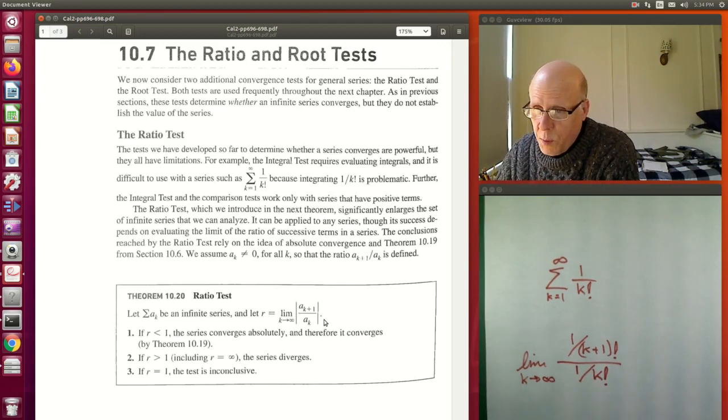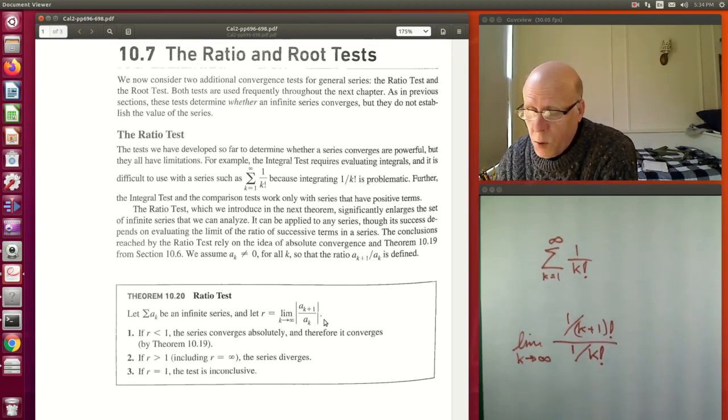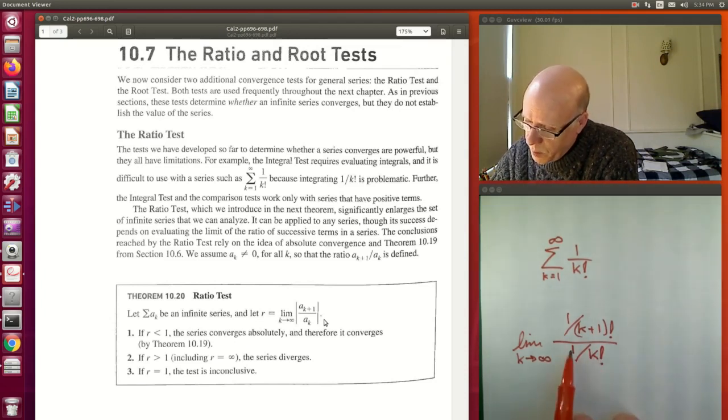This kind of expression with factorials looks hard at first, but in fact it's pretty easy to deal with. Instead of dividing by 1 over something, let's multiply by the reciprocal.